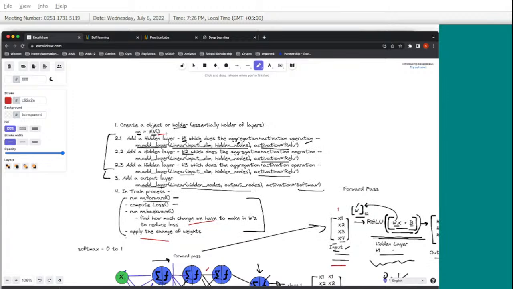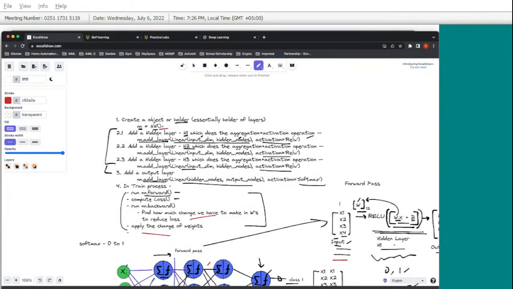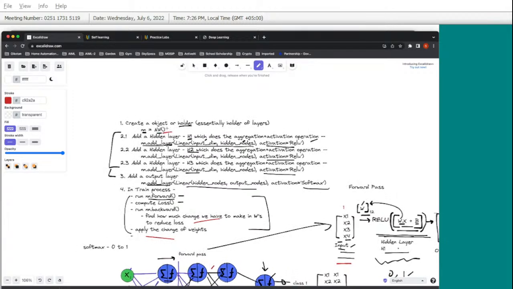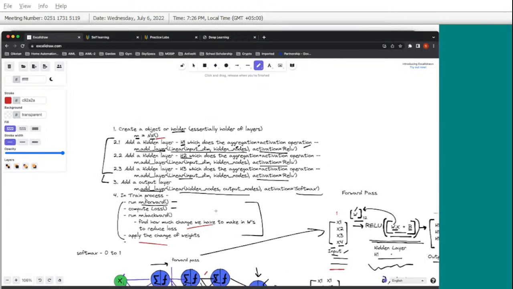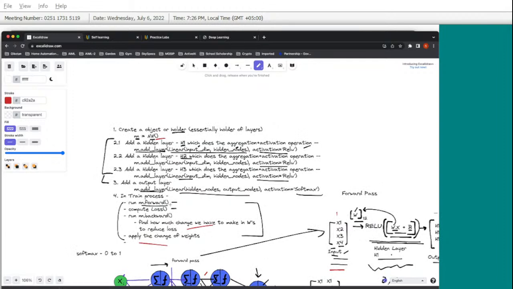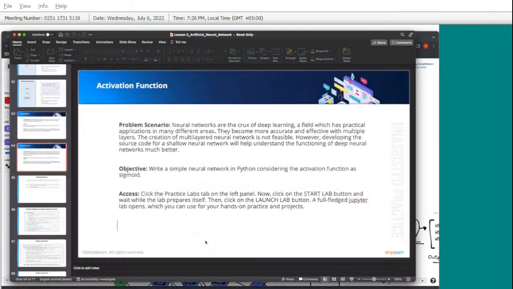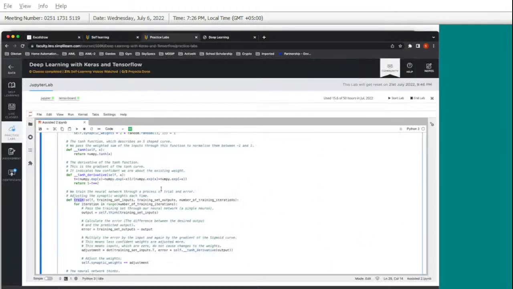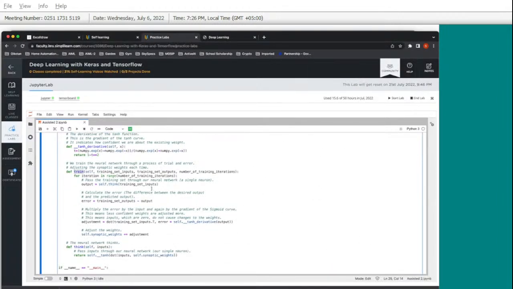So this was our holder, the object, right? And we have to add a layer, and we have to add an optimizer. So essentially train is nothing but do a forward pass, compute loss, do backward pass, keep your weights ready, and then use an optimizer to update the weights, right? That is what it is going to be. And of course, we will iterate over many iterations, right?